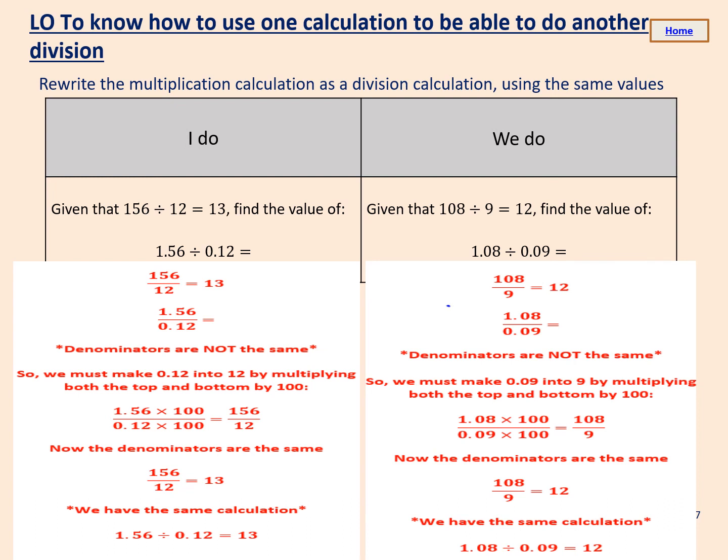Okay. So you should have seen we've got the same calculation again. 108 divided by 9 equals 12. We've divided the numerator and the denominator by 100, so therefore we must multiply the 0.09 into 9 by multiplying both the top and the bottom by 100. 1.08 times 100, 0.09 times 100 is 108 divided by 9. Now the denominators are the same. We have the same calculation, so 1.08 divided by 0.09 equals 12.